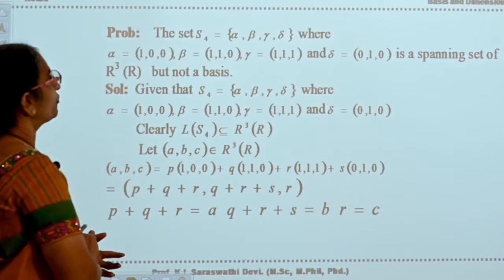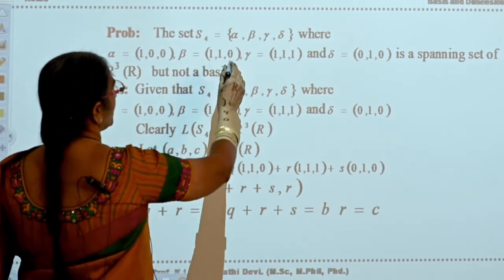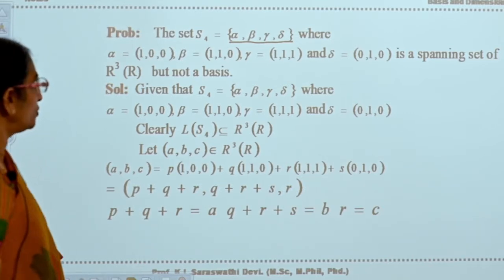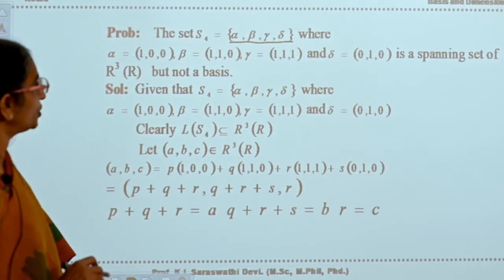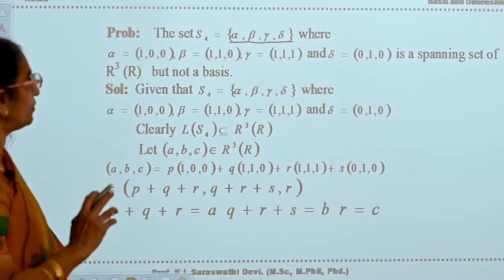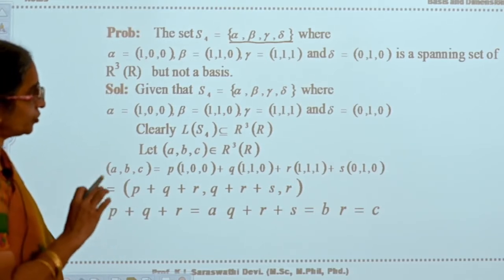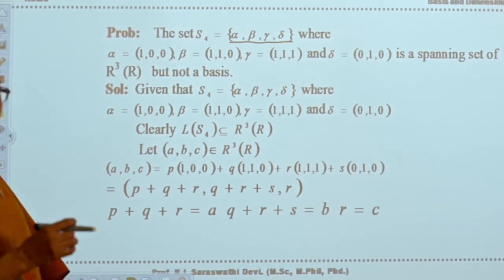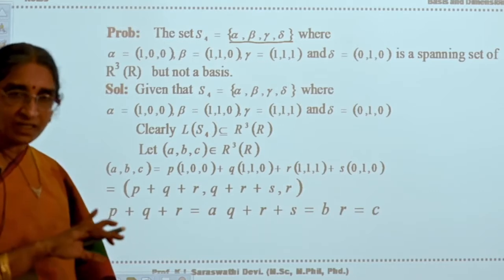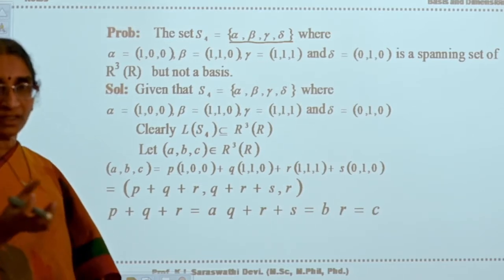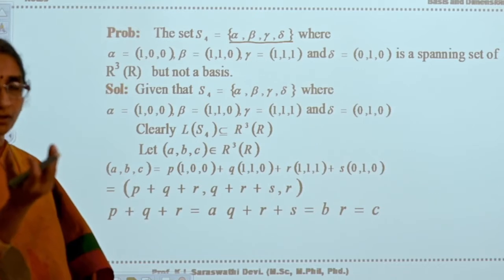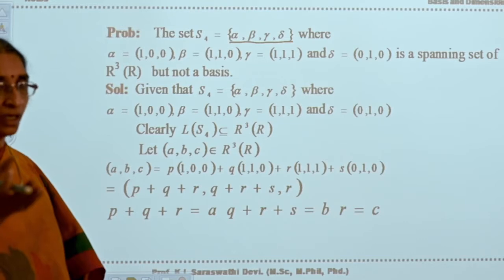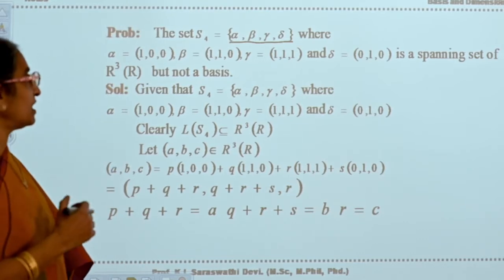The set S4 = {α, β, γ, δ}, where α = (1, 0, 0), β = (1, 1, 0), γ = (1, 1, 1) and δ = (0, 1, 0), is a spanning set of R3(R) but not a basis. In the previous set, you had taken a set with 3 elements and you said that it is a basis for the vector space whose dimension is 3. That means you said that set is linearly independent.